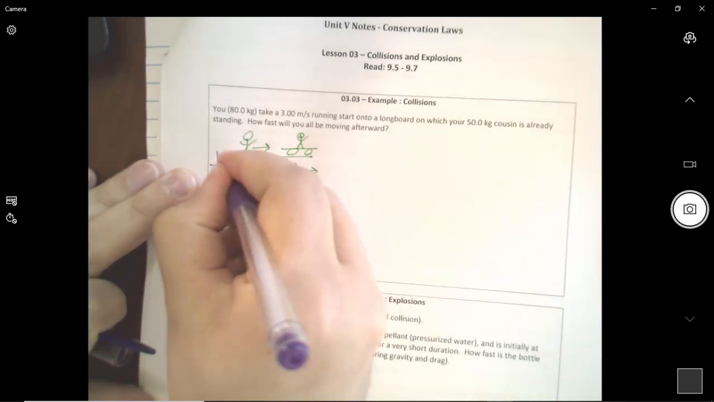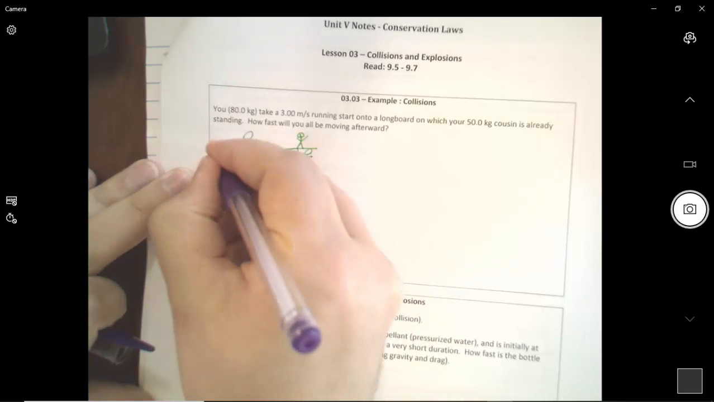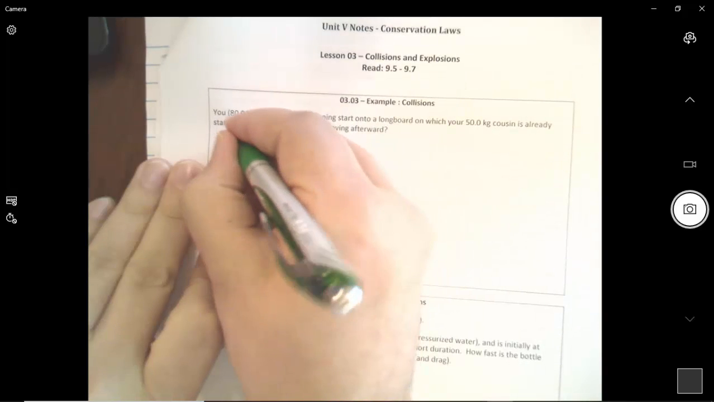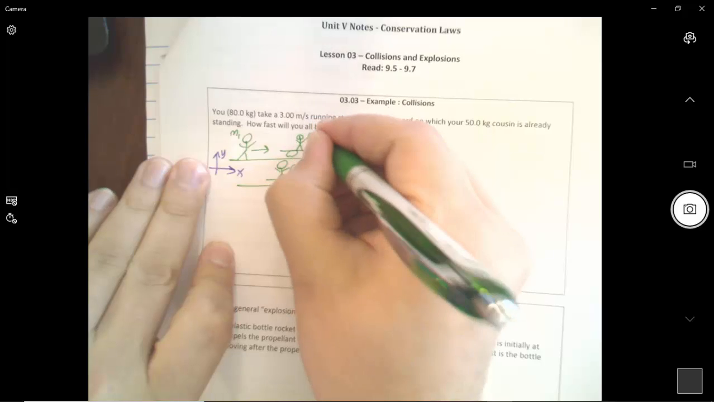Again, the most important thing about this kind of problem is that you want to define your coordinate system and then maintain all vectors, the positives and minuses, relative to that coordinate system. So what kinds of things do we know? Let's call you M1 and cousin will be M2.